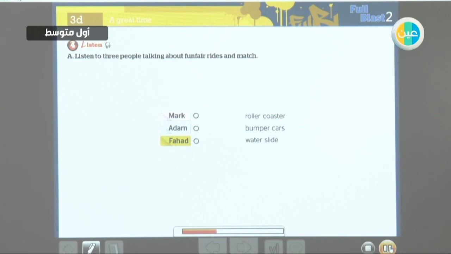Adam. I'm not really a big fan of fun fairs, but last week my cousin wanted to go to the fun fair in the city centre, so I went with him. There was one ride that my cousin liked a lot. I don't remember the name of the ride. It was something like Space Train or something, but he enjoyed it very much.